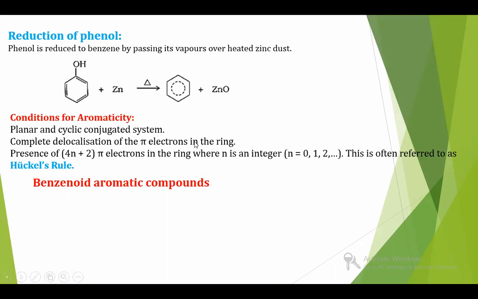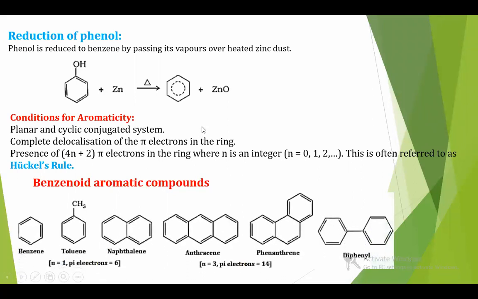In aromatic compounds, there are benzenoid aromatic compounds and non-benzenoid aromatic compounds. Few will be having alternate double bonds, meaning a conjugated system, but they don't consist of a benzene ring, and are called non-benzenoid. If they consist of a benzene ring, we call them benzenoid compounds. They should have a minimum of one benzene ring. So an aromatic hydrocarbon that consists of a minimum of one benzene ring is called a benzenoid aromatic compound.